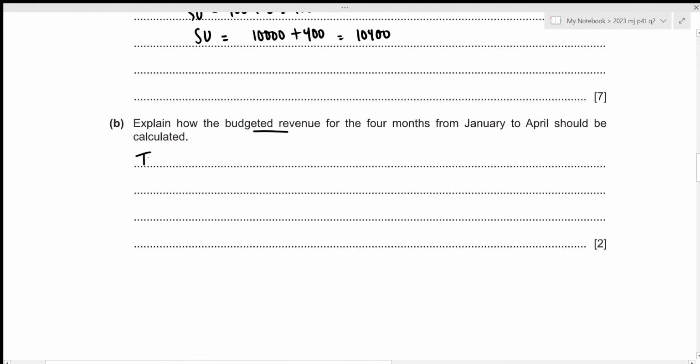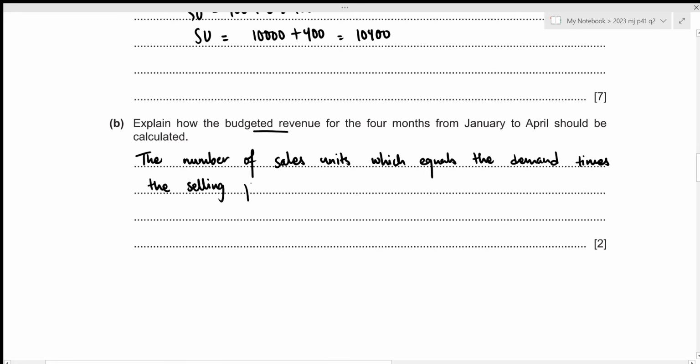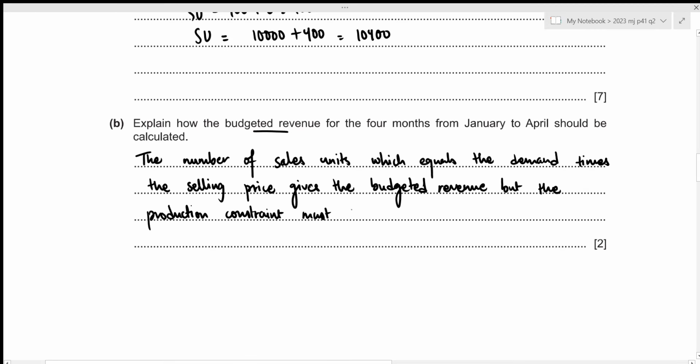Let's write it down. The number of sales units, which equals the demand, times the selling price, gives the budgeted revenue, but the production constraint must be taken into account for the sales arising in April. Alright, that's all for the second part of this question.